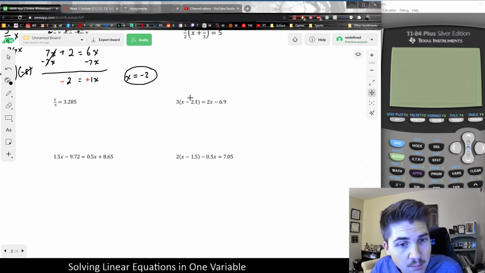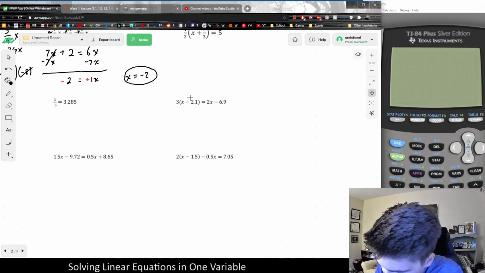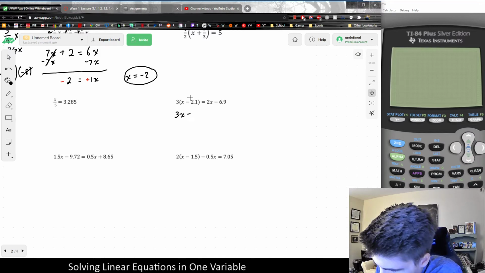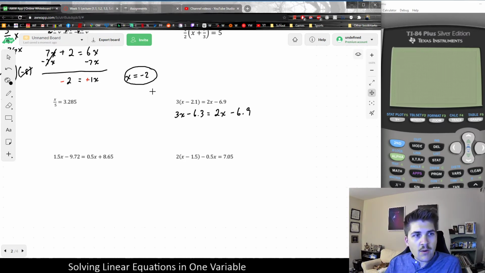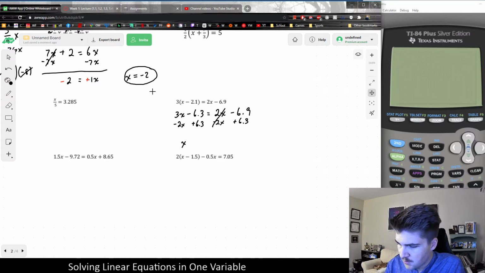Since I have parentheses, I could multiply that out. That would leave me with 3x minus, and 3 times 2.1 would be 6.3. And that would be equal to 2x minus 6.9. And now I want to put all the variable terms on one side. So I could subtract 2x from the right-hand side to the left-hand side, which would leave me with just x. And I can add 6.3 to the right-hand side to put all the numbers on the other side, which would leave me with negative 6.9 plus 6.3 is going to be negative 0.6.